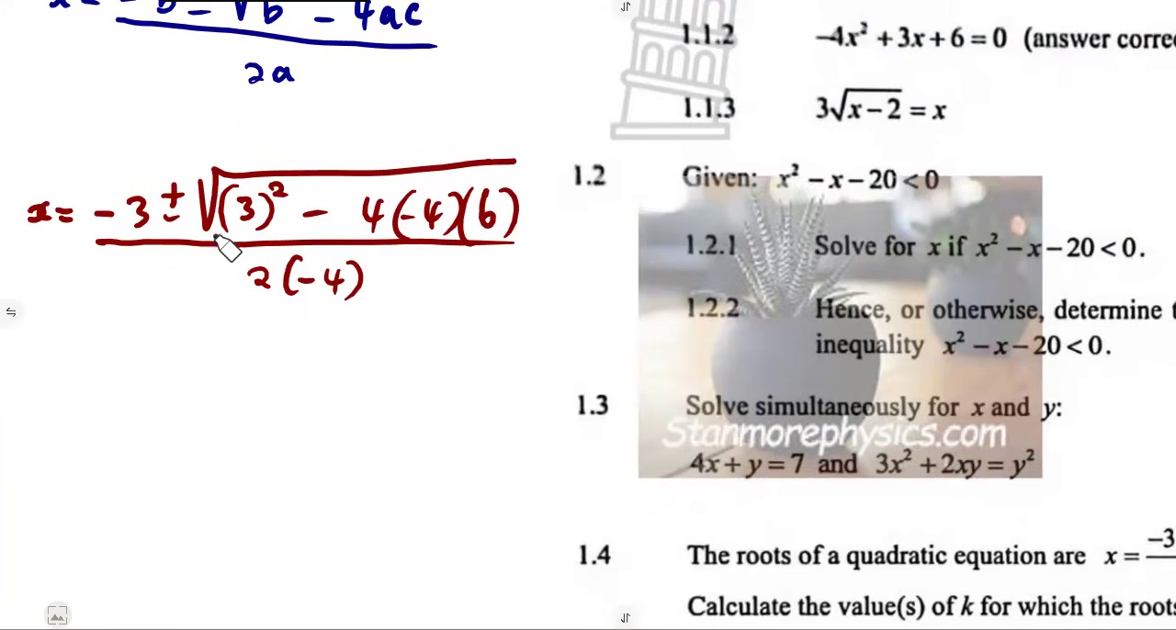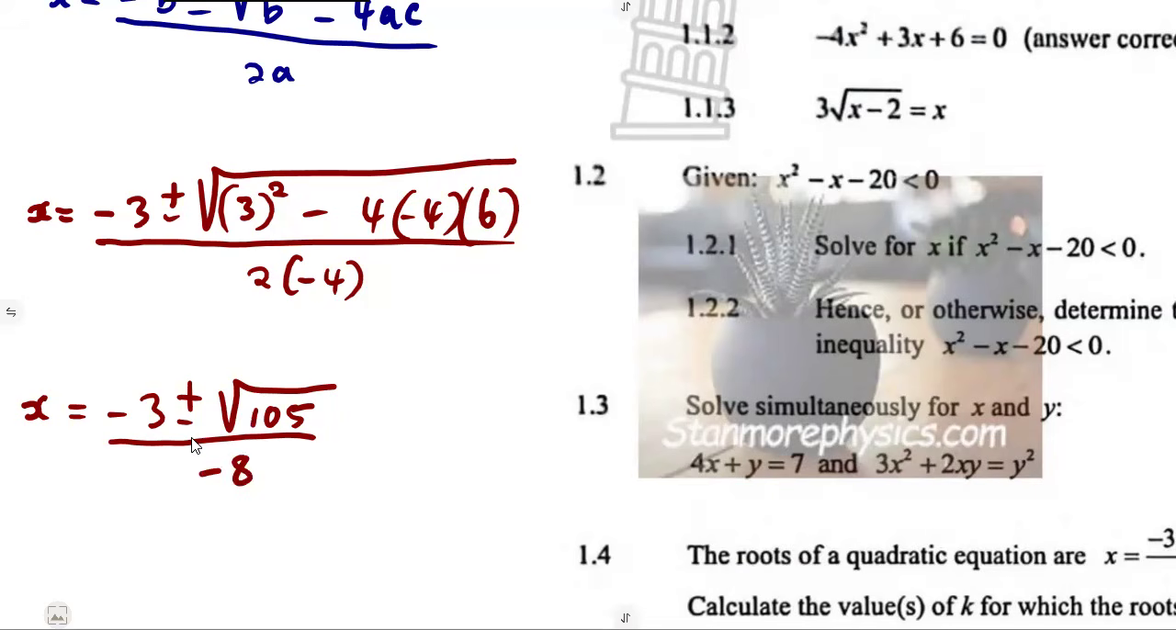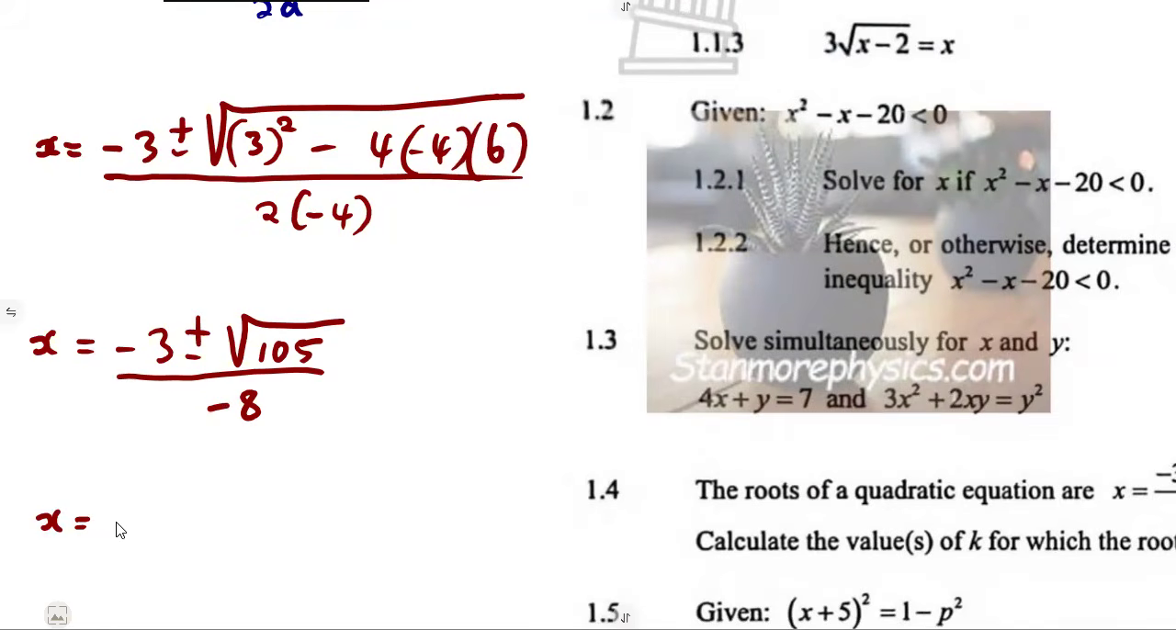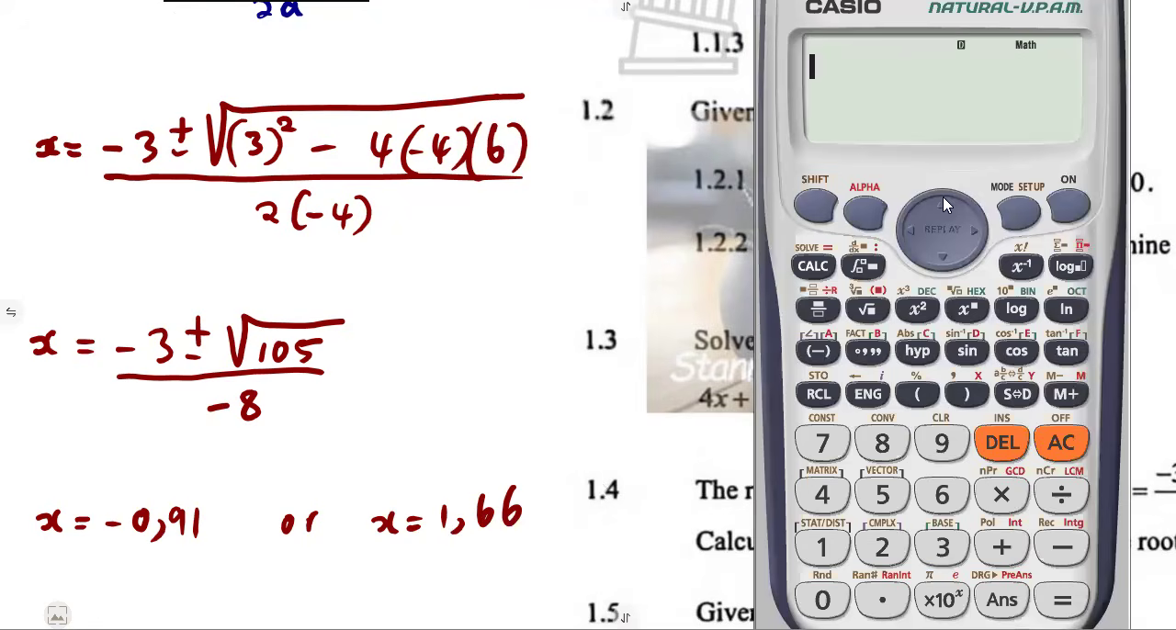All right. So working this out, like I always say, guys, try by all means to simplify what is inside of the square root. That was going to give us minus 3 plus or minus the square root of 105, everything over 2 times negative 4, which is minus 8. So we are going to obtain two solutions, one from a plus and another one from a minus. By inserting our values on our calculator, x will be given to 2 decimal places as we are given our instruction.